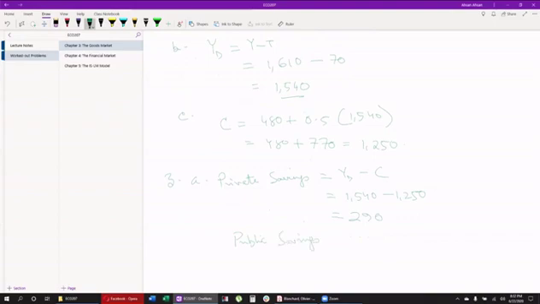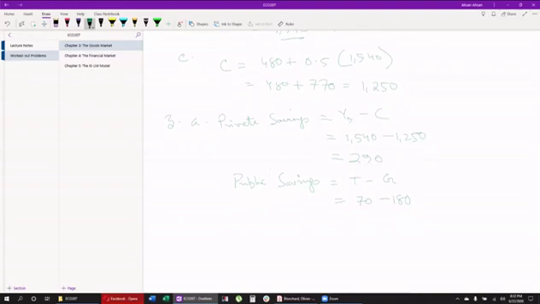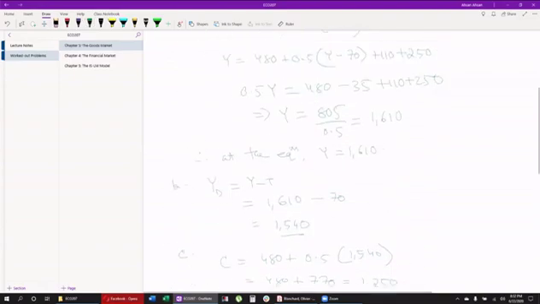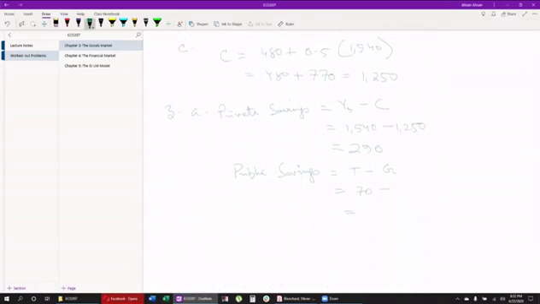Next is public savings. Public savings is how much the government is saving. We've seen this before: it's effectively government's revenue minus government's expenditure. Government's revenue is tax, minus government's expenditure, which is G. Tax, remember, was 70 and G was, no, this isn't 180. How much was G? G was 250. Okay, so 70 minus 250, and we get minus 180. So public savings is negative, which means the government is spending more than it's earning, and which means that the economy has a budget deficit.